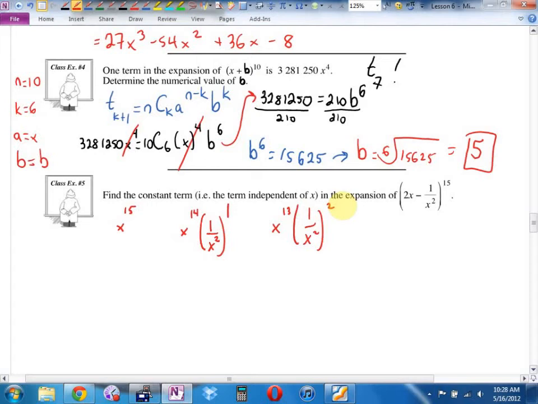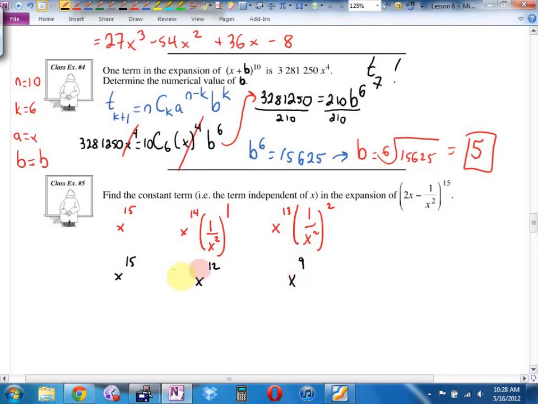Here's the pattern we're going to look for. How many x's grand total in this question? 15 of them. How many x's grand total here? Well, 14 on top, 2 on the bottom. How many left and where? How many x's grand total in the third term? Well, 13 on the top. How many on the bottom? Don't say 2. How many on the bottom? How many left and where?